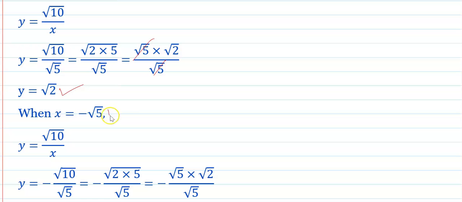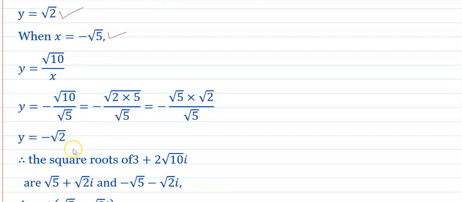When x is equal to minus root 5, then y is equal to root of 10 upon x. Root 10 means what? 2 into 5. Again, you will get root 5 into root 2. Again, root 5 gets cancelled. You will get y is equal to minus root 2.